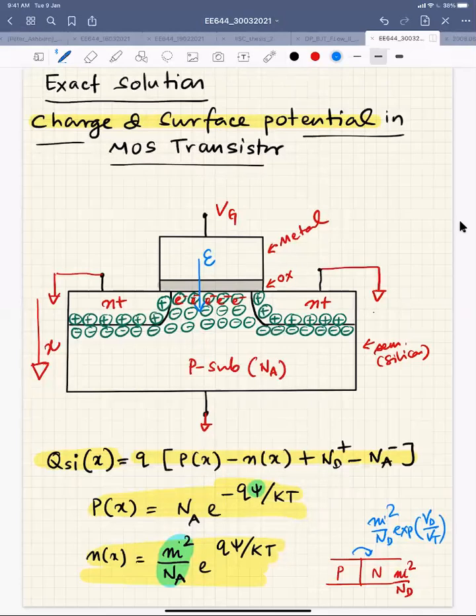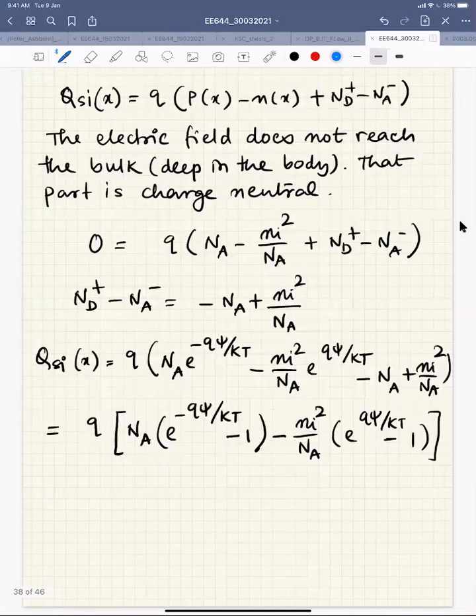The number of electrons injected from source to substrate is the initial number of electrons, Ni squared by Na, times the exponential of q psi by kT. Psi is the potential, the voltage across the n plus p junction. So this is the equation I wrote.